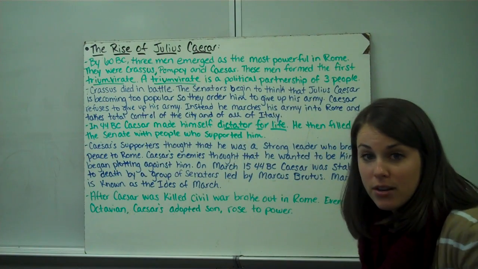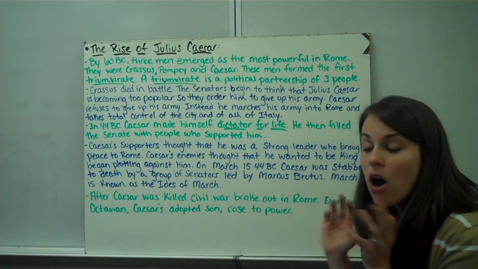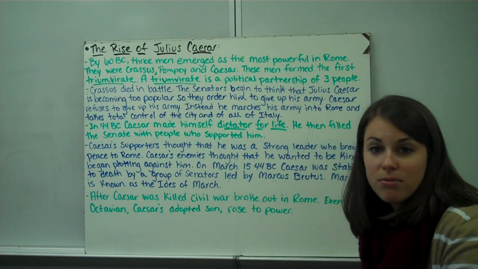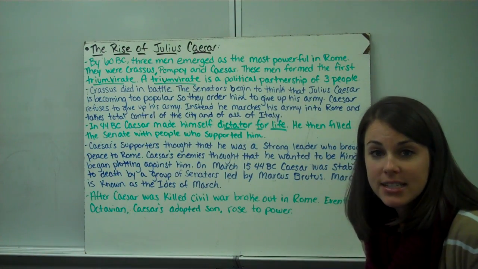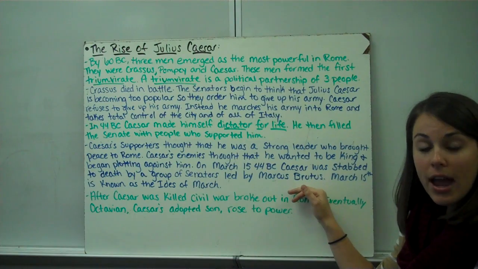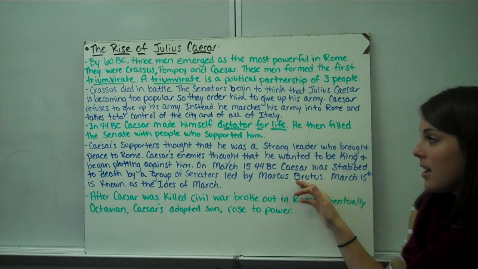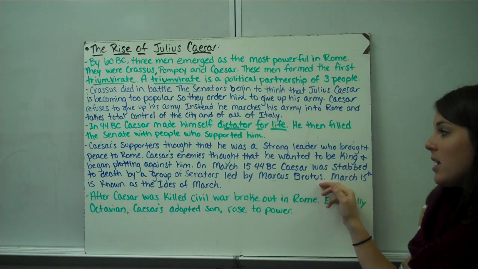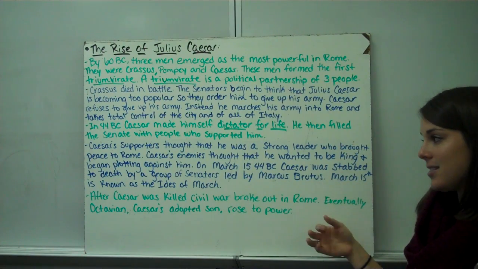So this is very different. Rome was a republic, and now Julius Caesar has come in and said, you know what, forget the republic, I'm going to be dictator for life here. Caesar's supporters thought that he was a strong leader and provided Rome with peace. However, Caesar's enemies thought that he wanted to be king and began plotting against him.